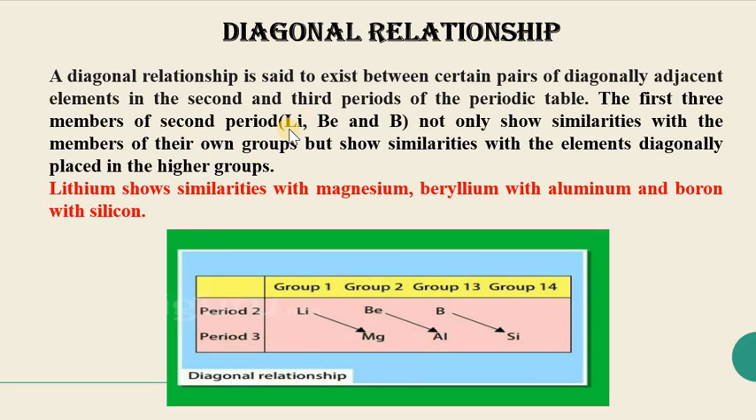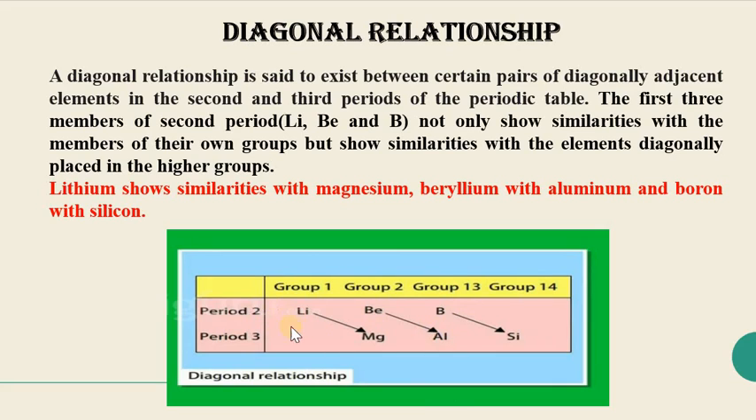The first three members of the second period, that is lithium, beryllium and boron. Here, this one is the second period and the first, second and third elements are lithium, beryllium and boron. These have some similarities with the members of their own group, as always in a group the properties are similar. So lithium shows similarities with group 1, beryllium shows similarity with group 2, boron shows similarity with group 13.